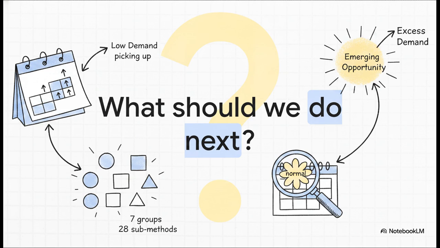Well, the sheer brilliance of the RevenueMind system is recognizing that dates are incredibly fluid. A low-demand date can suddenly pick up and shift into mid-demand. An emerging opportunity can completely blossom into excess demand if you protect it early enough. By dynamically classifying every single date into these 7 groups and their 28 submethods, you completely stop guessing and you start acting. Absolutely. And it begs the ultimate question for your own calendar today. Which of your seemingly normal dates are actually hiding an emerging opportunity right now, just waiting for you to take control?